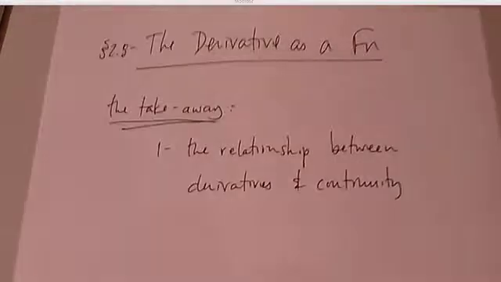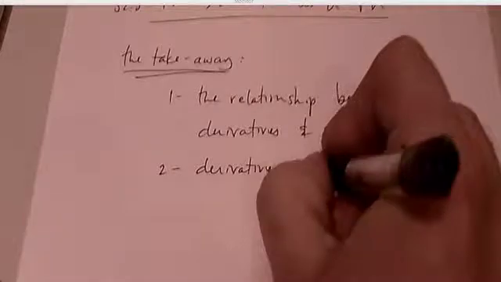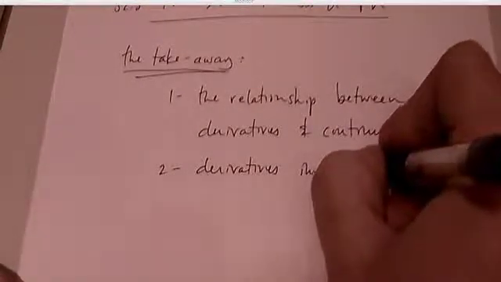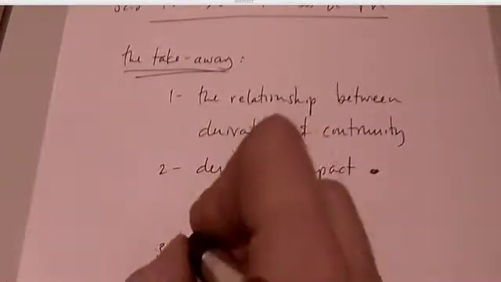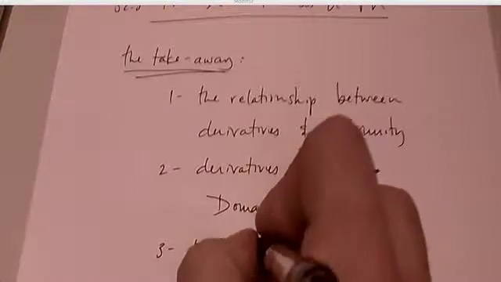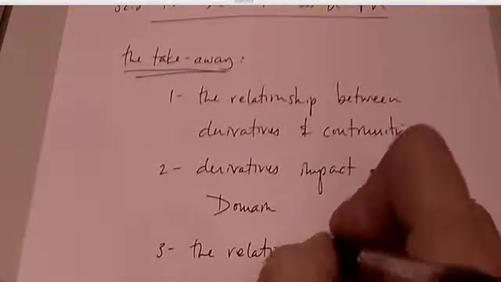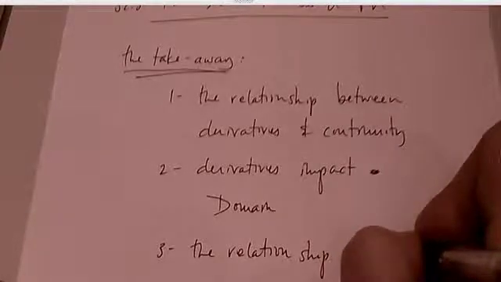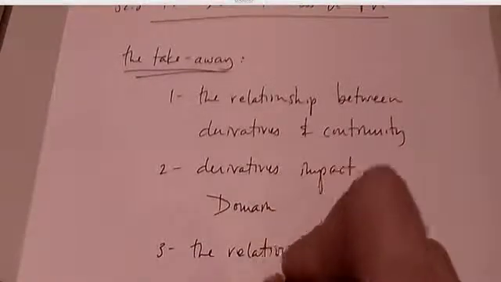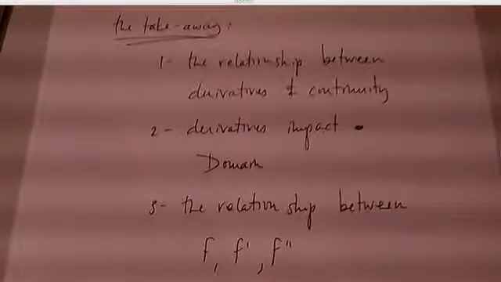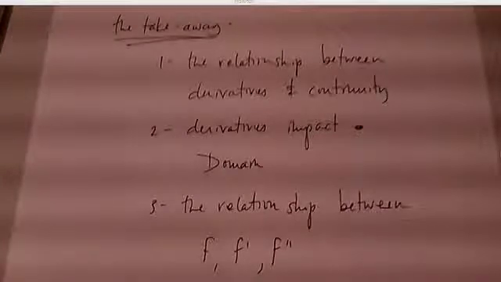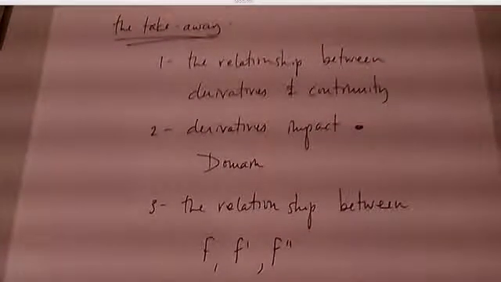The next thing we need to talk about is how derivatives affect domain. And the third thing is the relationship between a function and its derivative, so f prime, and even f double prime. So those are the three takeaways that we need to talk about, and we'll tackle those in order.